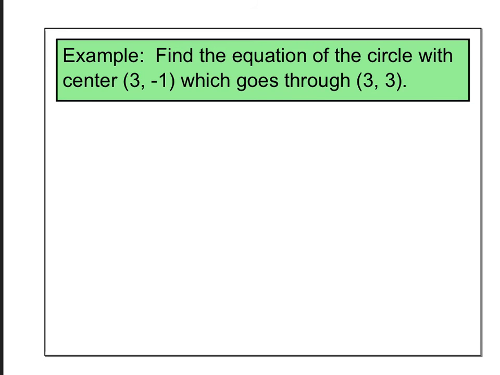All right, so can we find the equation of the circle with a center at 3, -1, and this time they're telling us a point that the circle goes through. Again, we know the form of a circle is always the same: x - h squared plus y - k squared equals r squared. So let's see what we can come up with.